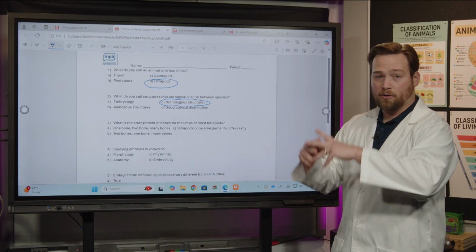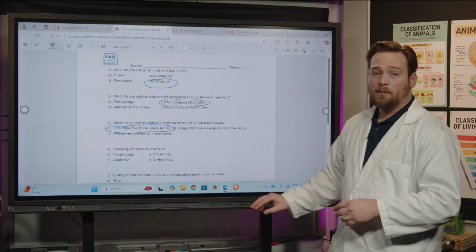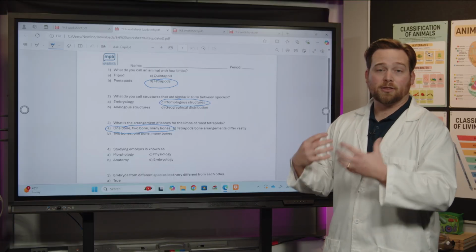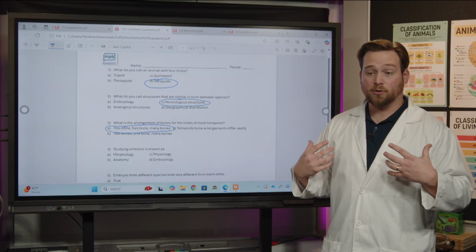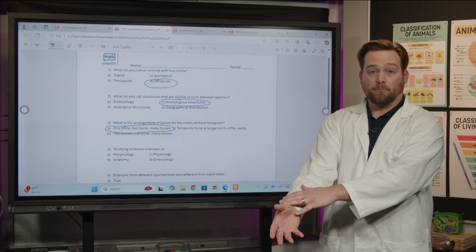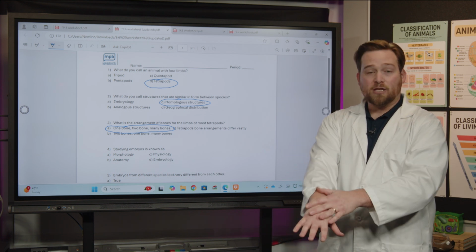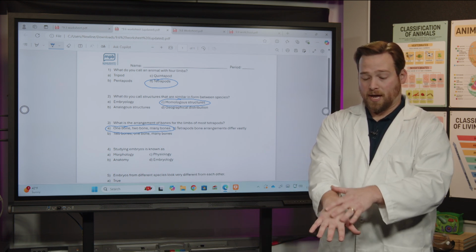And then let's get to 3, and I'll kind of tell you why all of this stuff is related and why it's so important. So number 3 here says, what is the arrangement of bones for the limbs of most tetrapods? The answer here is going to be A, 1 bone, 2 bone, many bones. I know that kind of sounds like a Dr. Seuss thing, but what's going on here is that if you were to look at the limbs of any tetrapods, humans included, we all have the same arrangement of our limb bones. Think about your arm, for example. Up here you've got your humerus, down here you've got your radius and your ulna, and then you have a lot of bones that make up your wrist and your hand.